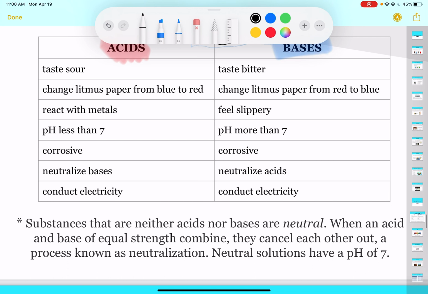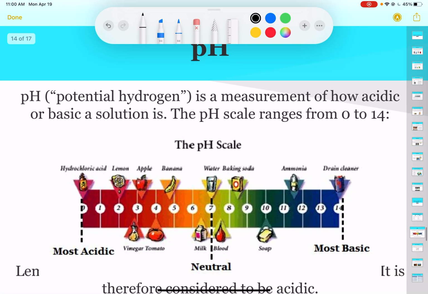Substances that are neither acids nor bases are neutral. When an acid and a base of equal strength combine, they cancel each other out, a process known as neutralization. Neutral solutions have a pH of 7. Okay, so when we think about pH, it's right here. pH means potential hydrogen, and this is a measurement of how acidic or basic a solution is. The pH scale ranges from 0 to 14.